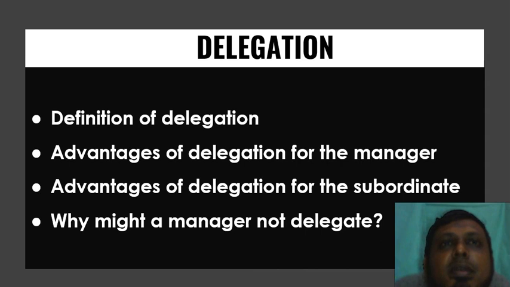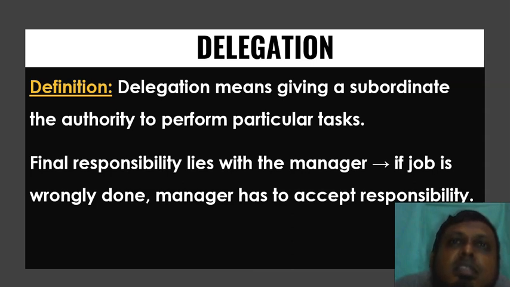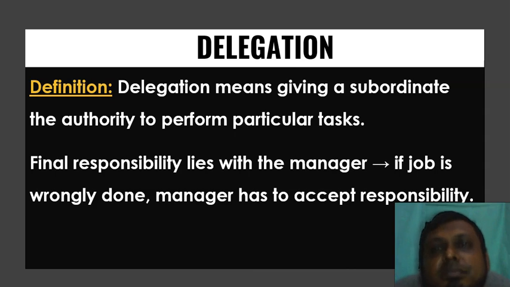That's where delegation comes in. Here you will learn about the definition of delegation, advantages of delegation for the manager and for the subordinate, and why a manager might not delegate. Delegation means giving a subordinate the authority to perform particular tasks. Before assigning a particular task, an employee is not supposed to do the task which is done by his manager. Even though the authority is passed to perform particular tasks, the final responsibility still lies with the manager. So if a job is wrongly done or if the employee fails to do the work as required, the manager has to accept responsibility. So it is the manager's job to ensure that the delegated or assigned work is being completed on time.